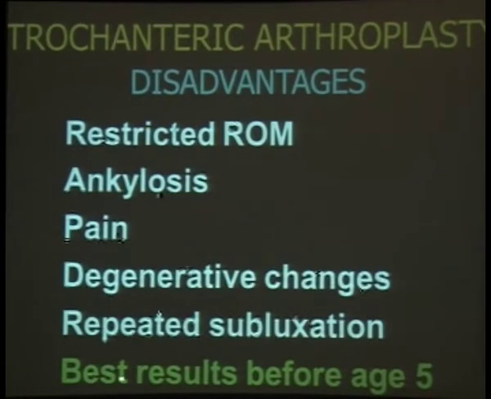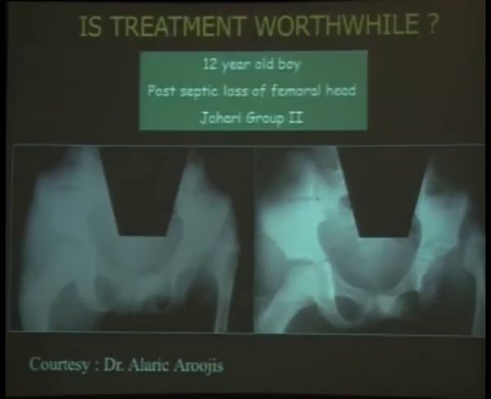You have restricted range of motion. What you are putting inside is not a normal femoral head. It is not round, it is not spherical, so you have restriction of range of motion. You can get ankylosis because of wear and tear. You can get pain, degenerative changes, and repeated subluxation because your abductor mechanism is poor. It's said that the best results are before the age of 5. I show you a 12-year-old boy.